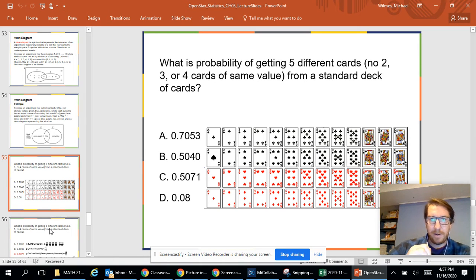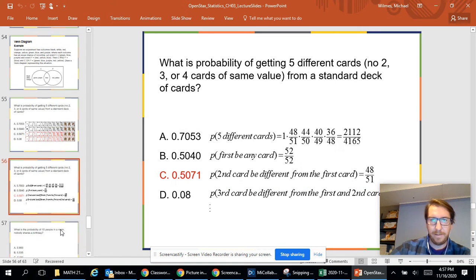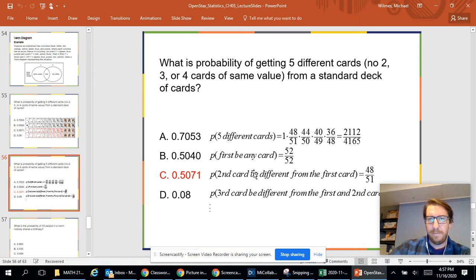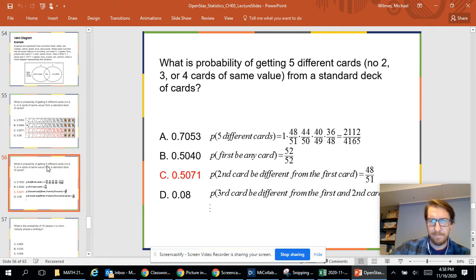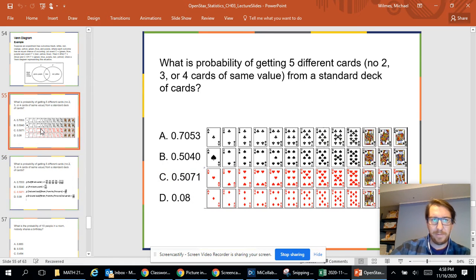All right, this is the probability of getting 5 different cards, no 2, 3, or 4 cards at the same value from a standard deck of cards. And here's a standard deck of cards if you're not familiar with it. To get the probability of 5 different cards, let's think about this. Let's first of all just draw a card. And do they say we put it back? I think we keep it out. Yeah, we have to keep them out because we need them to match.